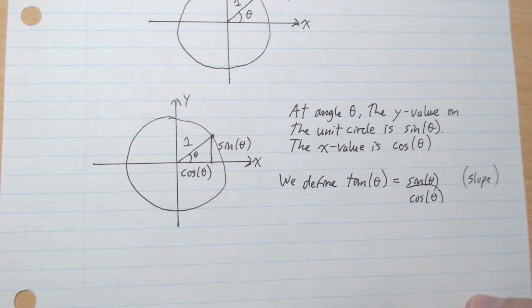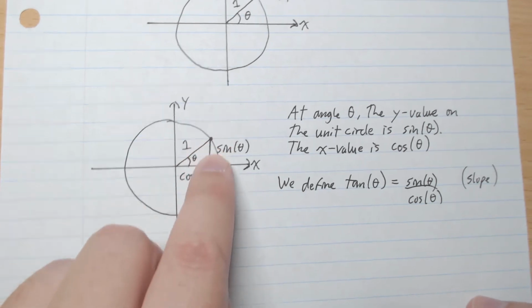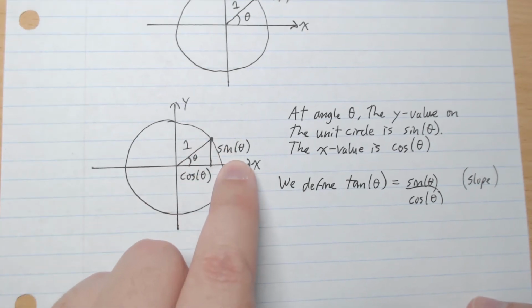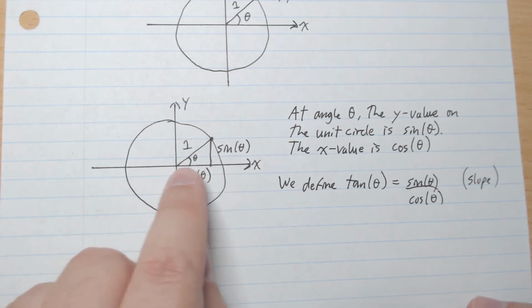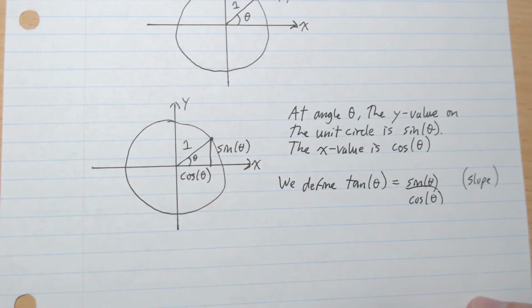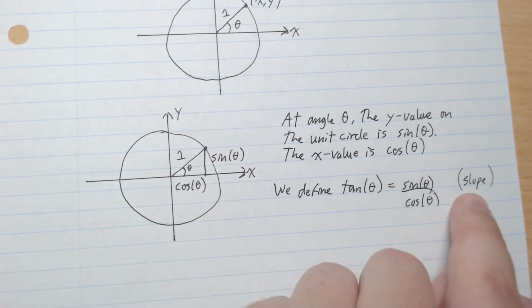So here at angle theta, the y value on the unit circle is sine of theta, and then the x value is cos of theta. And then we define tan of theta to be sine over cos, right? So this is y over x, so this is a slope.